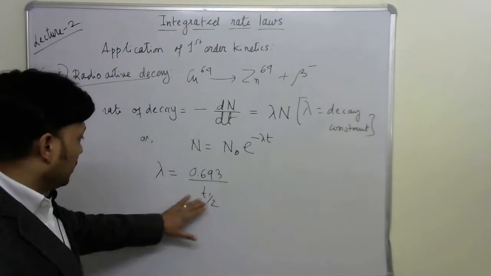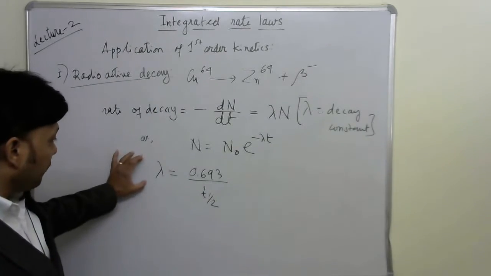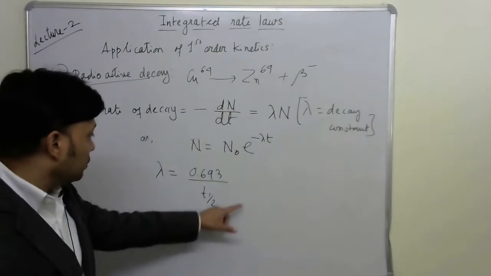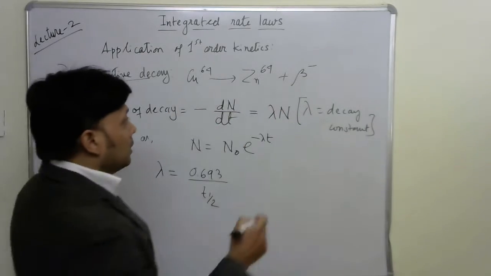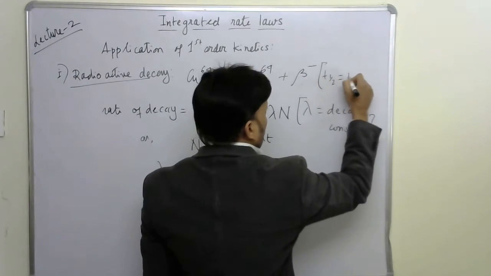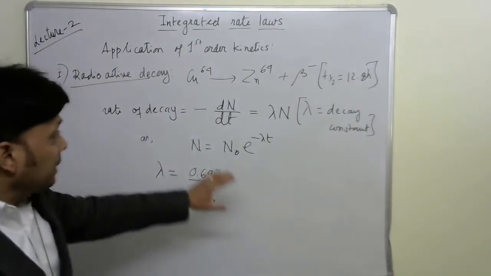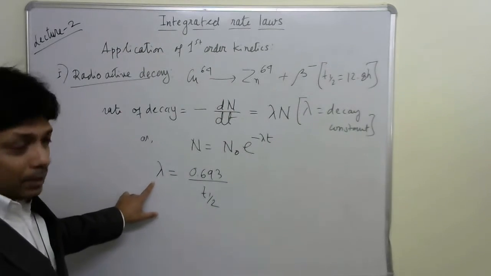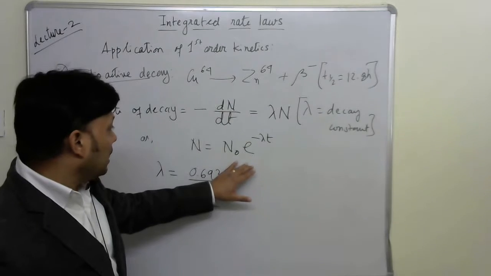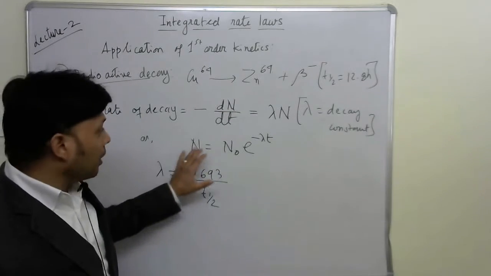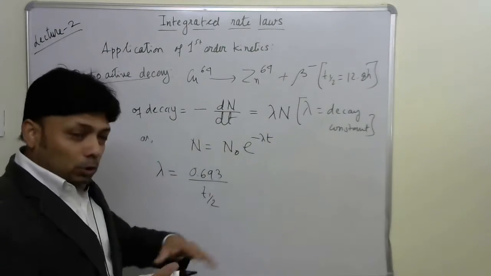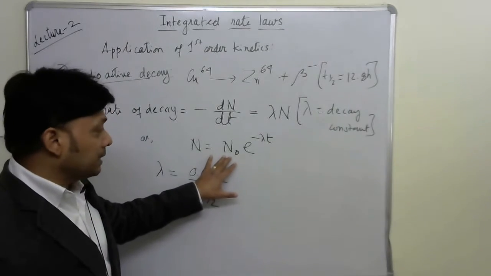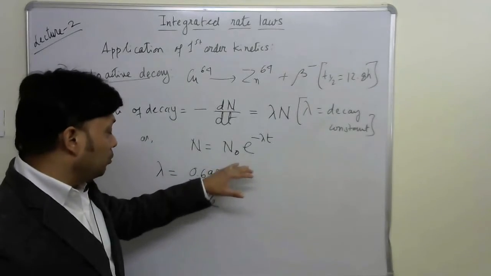We have already found out for first order kinetics that the half-life is 0.693 divided by the rate constant. So here the decay constant takes up the form like this. For this particular reaction, t half can be expressed as 12.8 hours. If we take t half equal to 12.8 hours, we can easily calculate the value of lambda, the decay constant, and from that we can calculate how many particles are left after a certain time t, or what was the total amount of radioactive material, that is N naught. It can be easily found out.